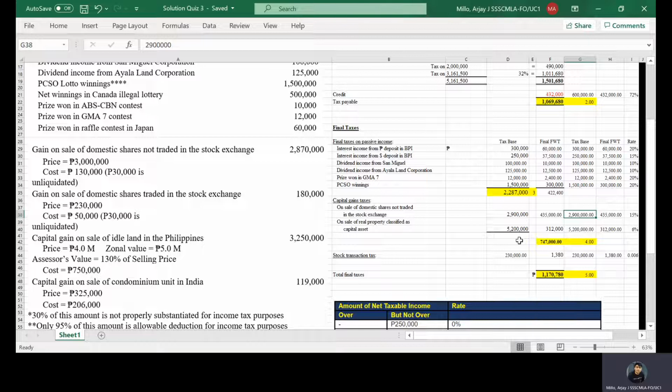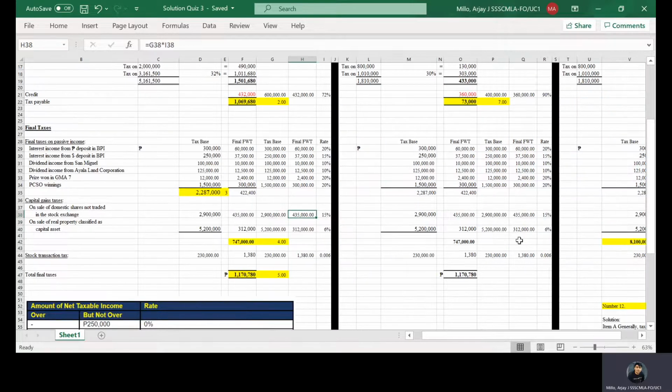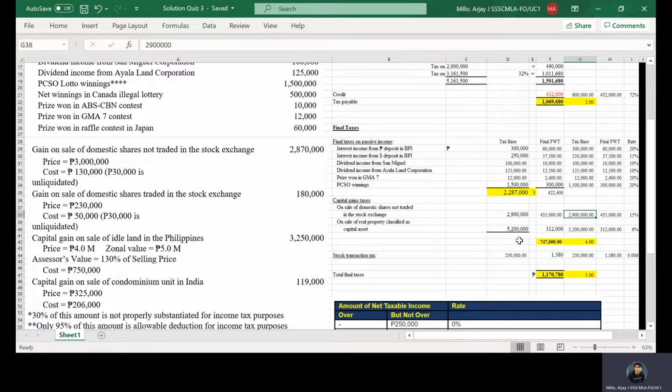So ang sabi dito is, ang price daw is 3 million and then the cost is 130,000. However, 30,000 is unliquidated. Since unliquidated siya, hindi natin siya pwedeng i-claim or i-consider as valid deduction or valid cost. So ang mako-consider lang natin is the 100,000, which is the liquidated amount. So that's 3 million of the price minus the 100,000 liquidated cost. So that's 2,900,000 for the net gain. So yun yung magiging basis natin on gain on sale of domestic shares not traded in stock exchange. That 2,900,000 times 15%, that's 435,000.